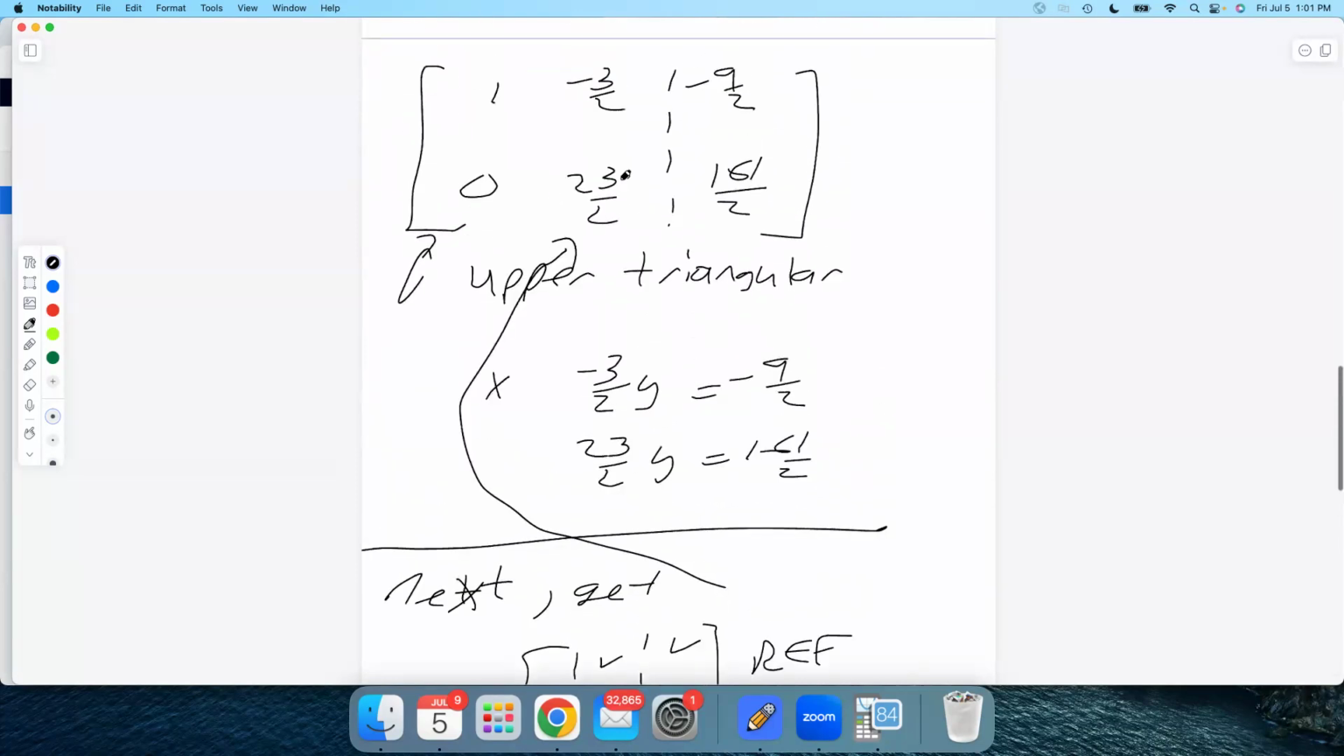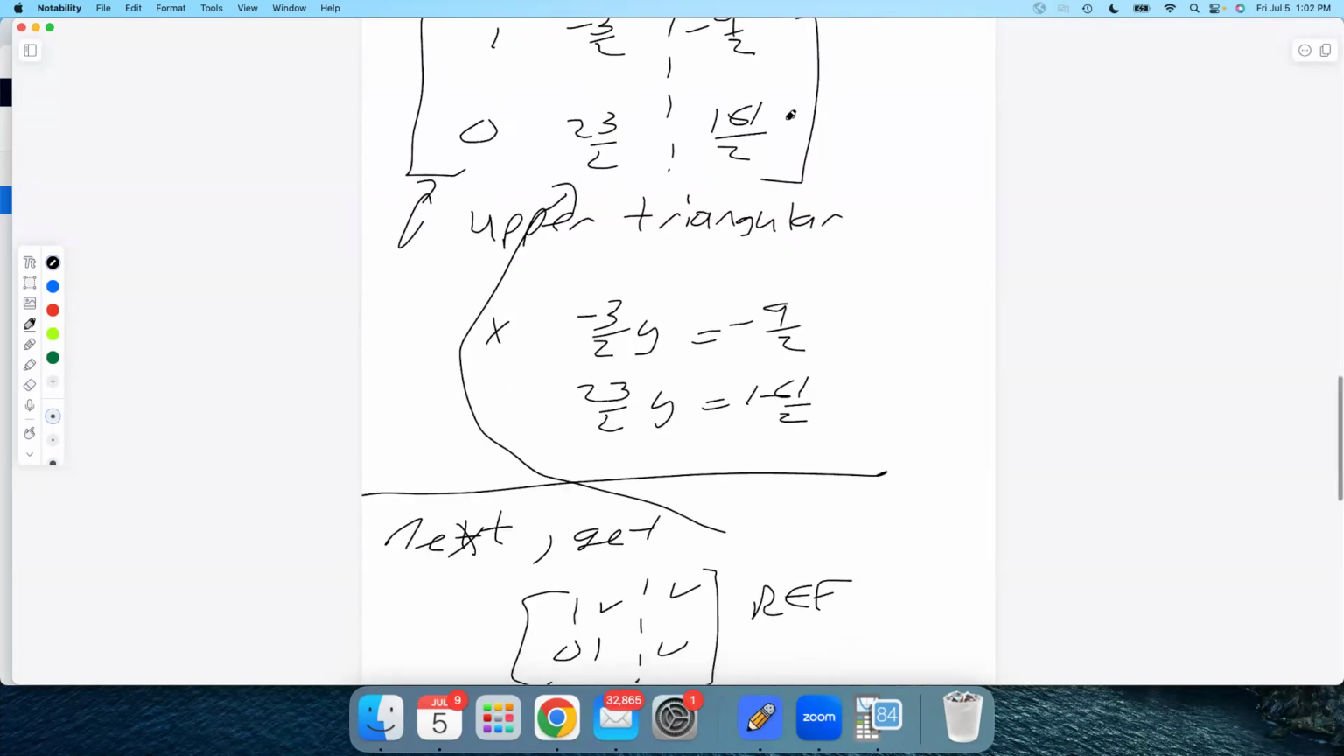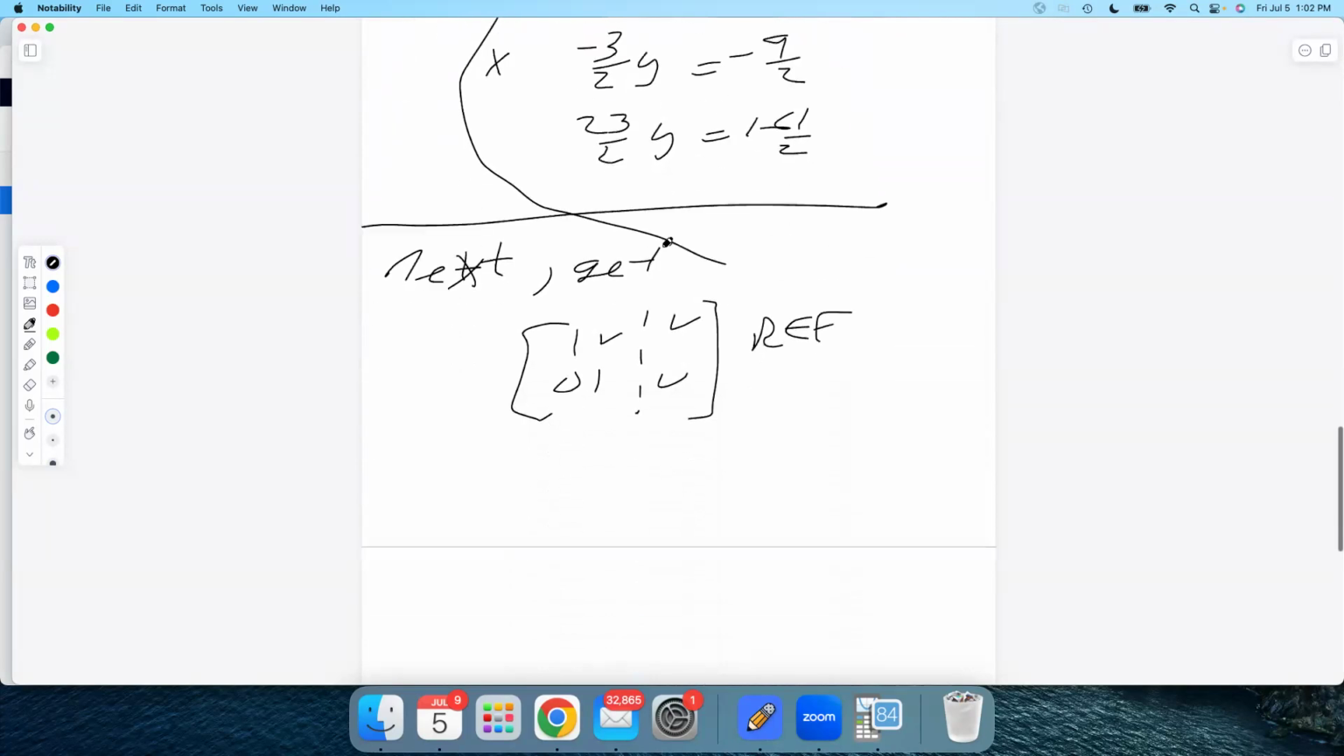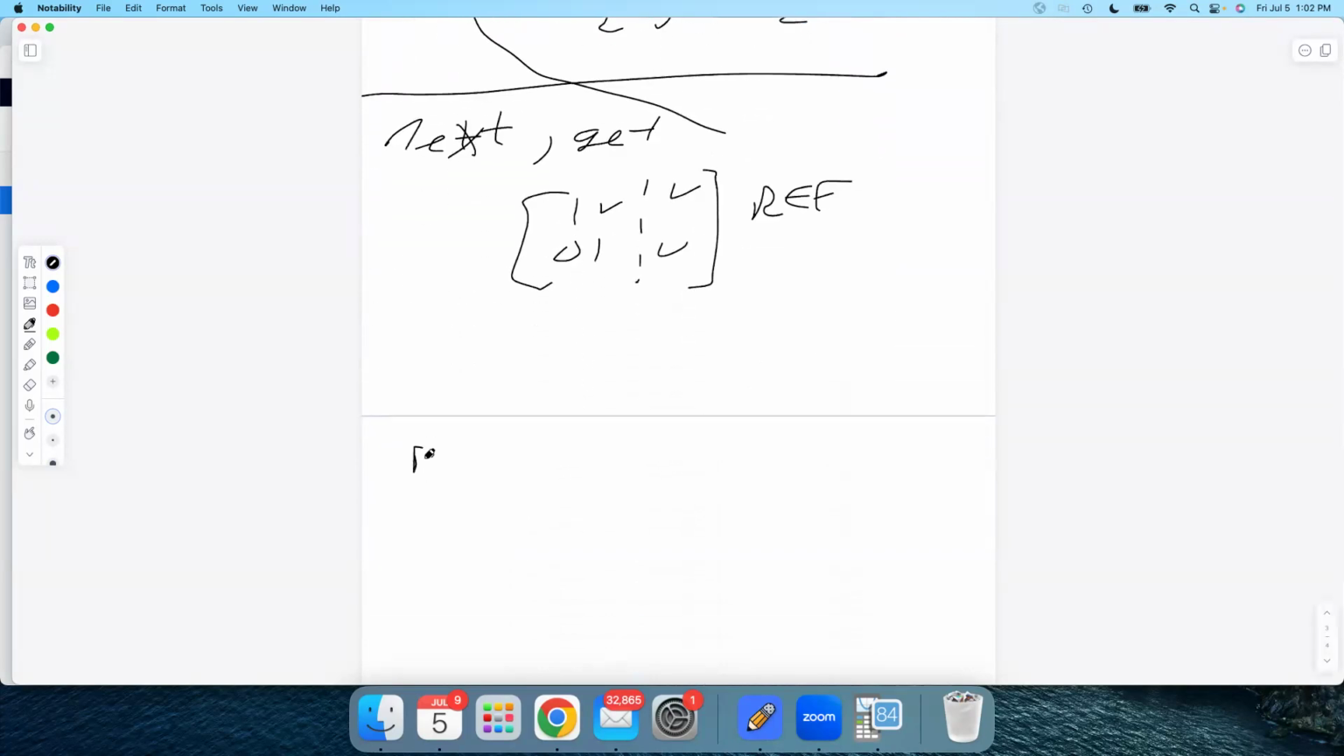Okay, so how am I going to get a 1 there? We get our 1s by dividing. Get your zeros by adding copies of the 1. Get your 1s by dividing. So I'm going to divide row 2 by this fraction. How do you divide by a fraction? Multiplying by the reciprocal. So I'm going to take row 2 and multiply it by 2 over 23.